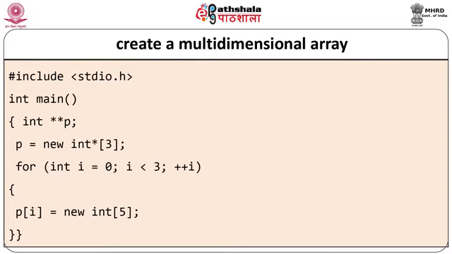You can see in the syntax that p equal to new int* 3 is a dynamic array, or a dynamic array of pointers to integer. Size considered is 3. p[i] equal to new int 5 is written so that each ith pointer is now pointing to a dynamic array of size 5.